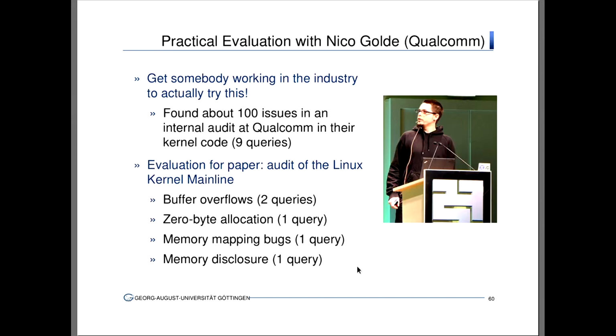But then we also did an evaluation, he did most of the work on this, on the Linux kernel mainline. And we formulated different kinds of queries. So 2 queries for buffer overflows, you just saw them, although they were slightly rewritten. Then we had 0-byte allocation, memory mapping bugs, and some memory disclosure bugs. This one was rather complicated, and I need to publish it at some point.